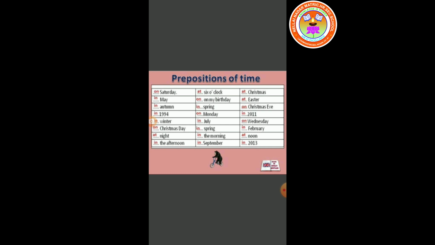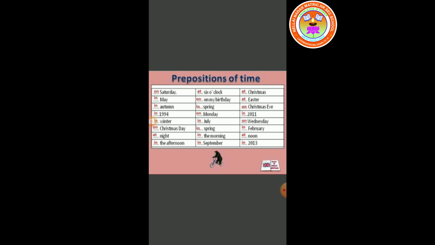We use on to show the day, and we use in to show the months and years, and we use at to show the particular time. For example, on Saturday, in May, in autumn, in 1994, at night, at Christmas, at Easter, etc.